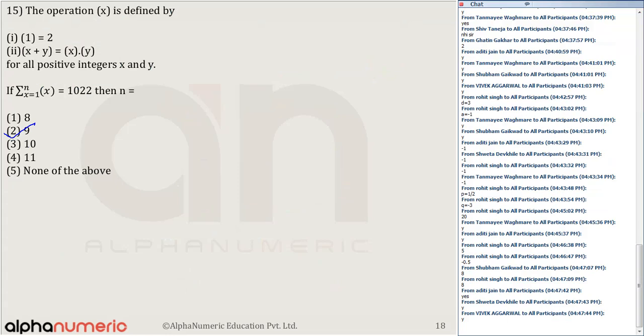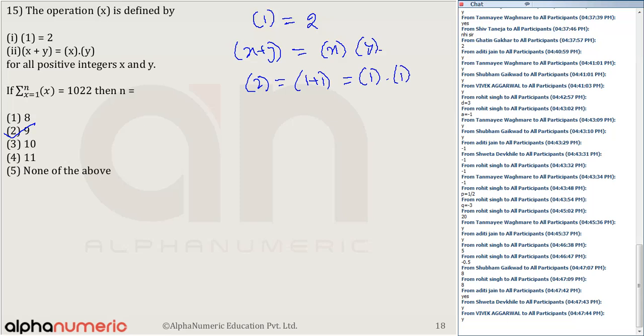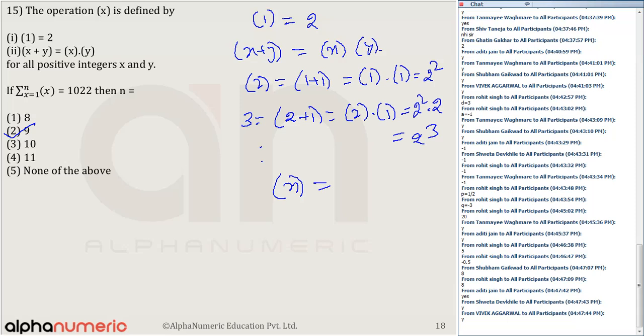Let's see here. We know that this operation of 1 is equal to 2. And we also know that x plus y is equal to x into y. So bracket of 2 is equal to bracket of 1 plus 1, which is equal to bracket 1 into bracket 1, which is 2 square. Similarly, bracket of 3 is bracket of 2 plus 1, which is bracket 2 into bracket 1, so 2 square times 2, which is 2 cube. So basically what you get here is that bracket of n is equal to 2 raised to power n. 2 square, 2 cube, then 2 raised to power 4, 2 raised to power 5, 2 raised to power 6 and so on.